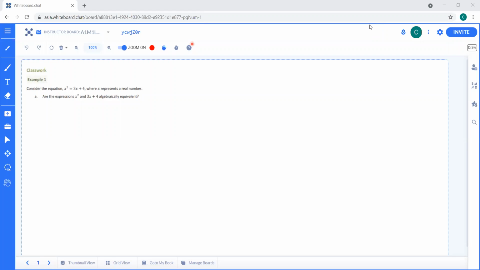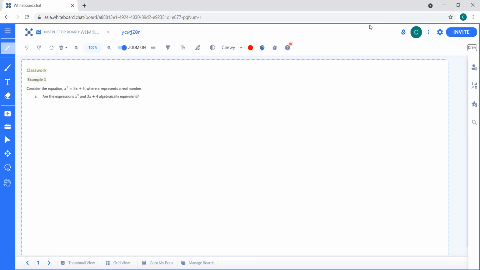Okay, guys, let's do some inequalities. It says, consider the equation x squared is equal to 3x plus 4, where x represents a real number. Are the expressions x squared and 3x plus 4 algebraically equivalent? Okay. Are those equal?